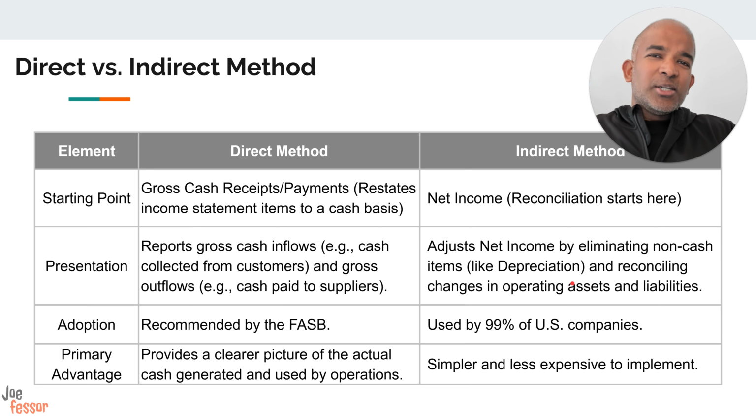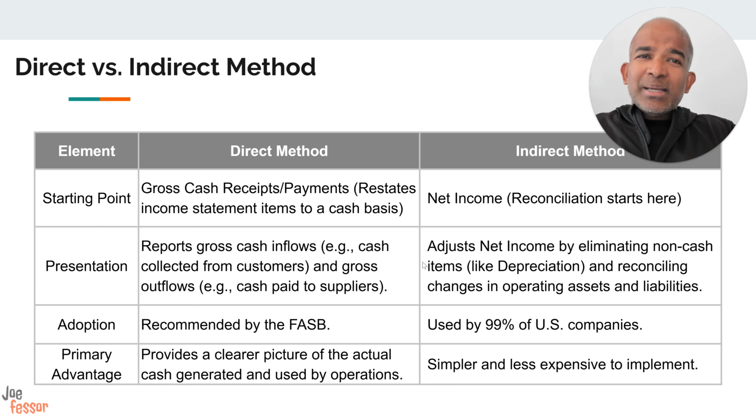This is the one we are focusing on because it starts with net income and then makes various adjustments to eliminate all the non-cash accrual effects. Think of it as a reconciliation statement. The most important takeaway is that both these methods always arrive at the exact same final net cash flow number. They're just different ways of presenting the same figure.